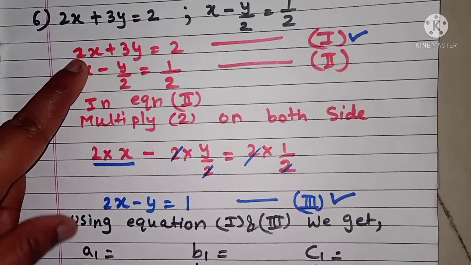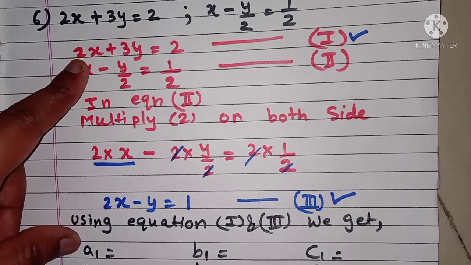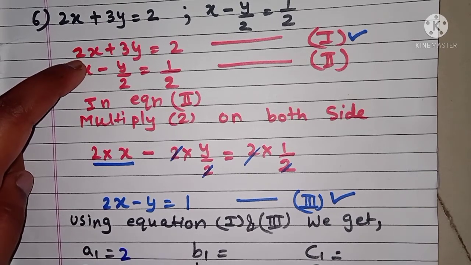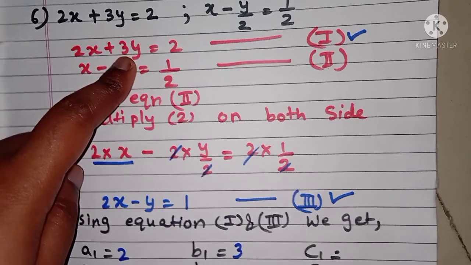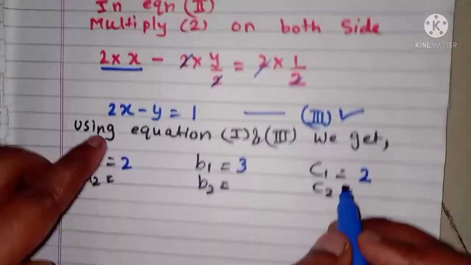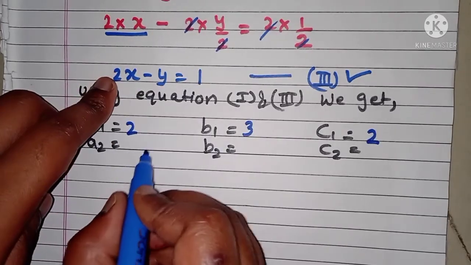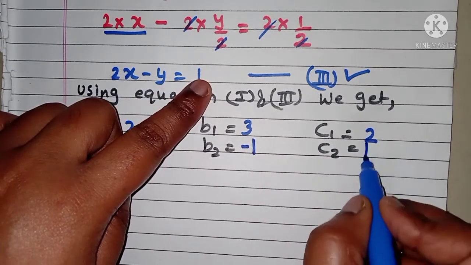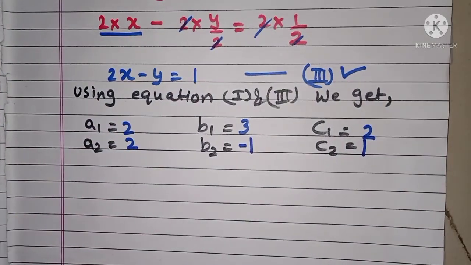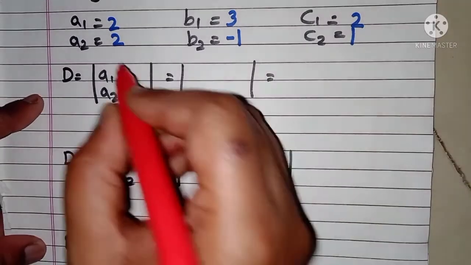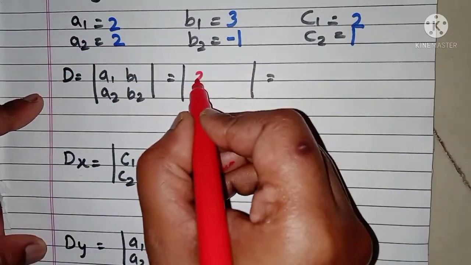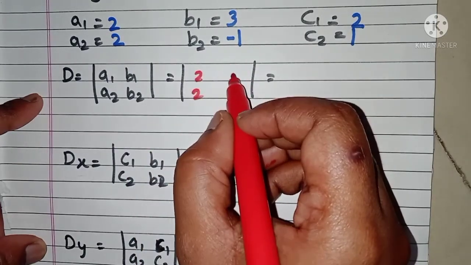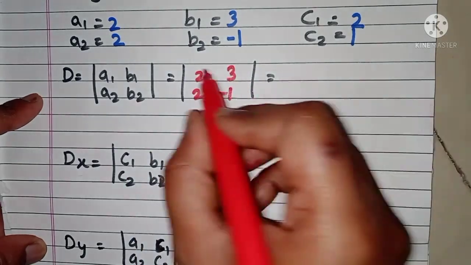First you write all your a1 wala part. So a1 is your 2, b1 is your 3, c1 is your 2. Now you will write your a2 and other part. This is your 2, minus 1. Okay, now इसके बाद आपको जैसे नॉर्मल सिखाया वैसे ही सॉल्व करना है. So I will write the formulas and all. So here we go. So we will substitute the value 2. This will be your 3, minus 1.